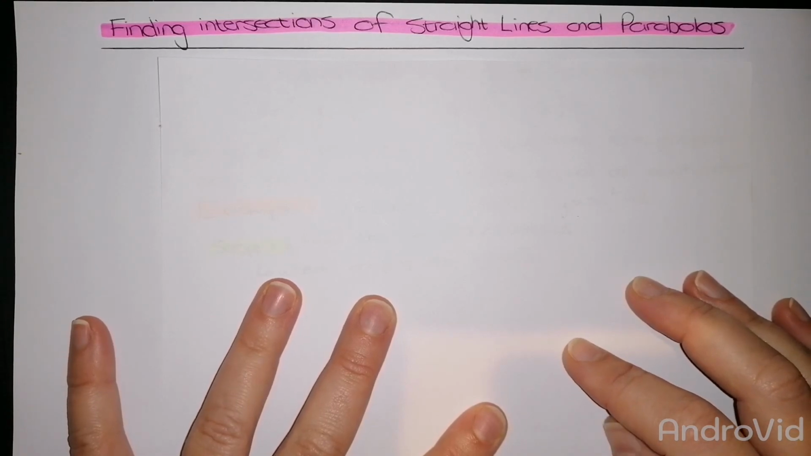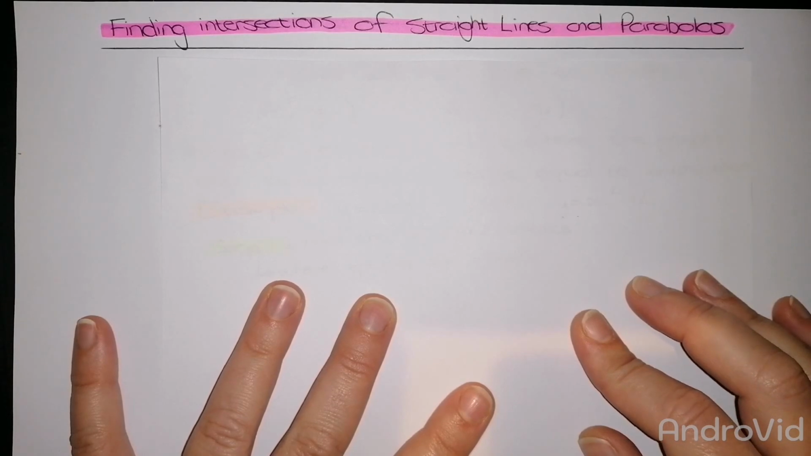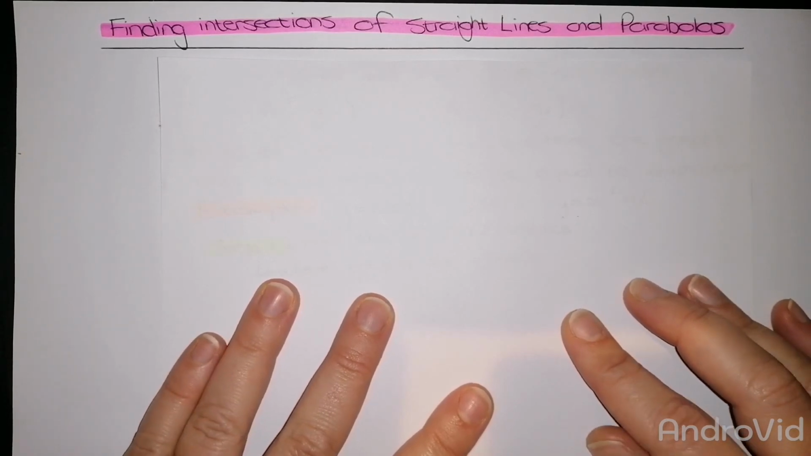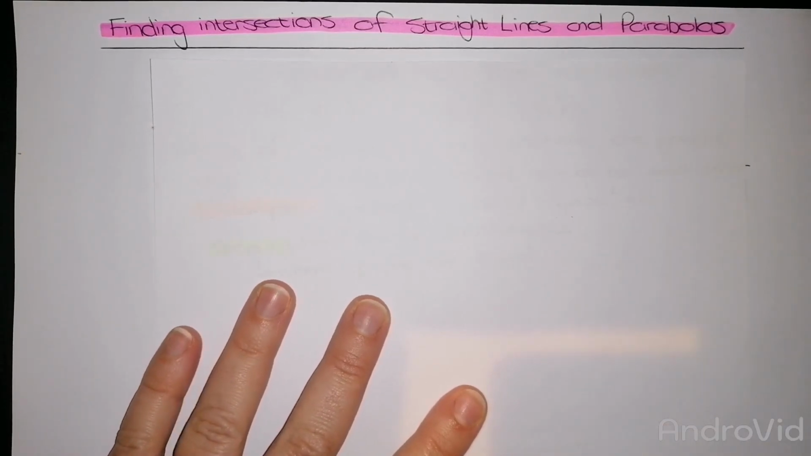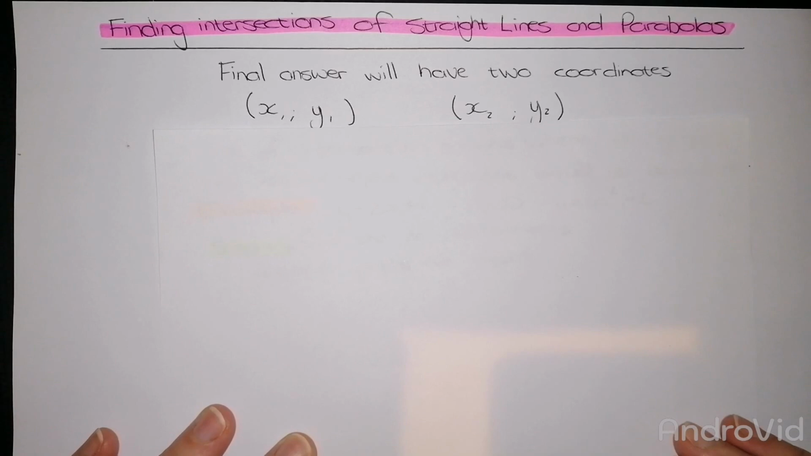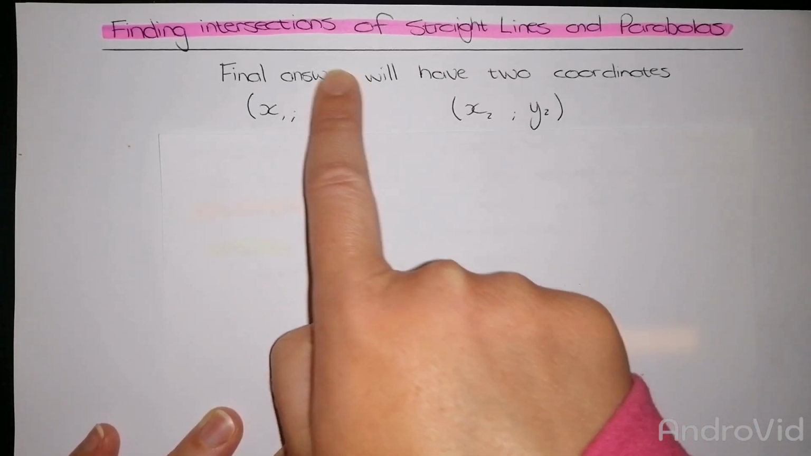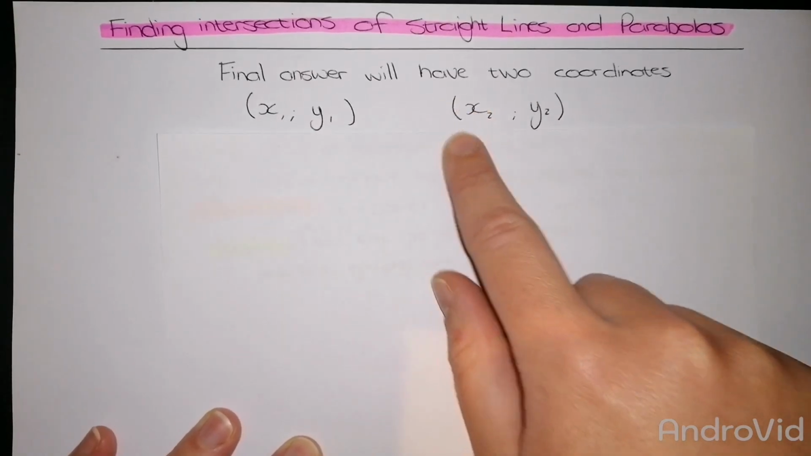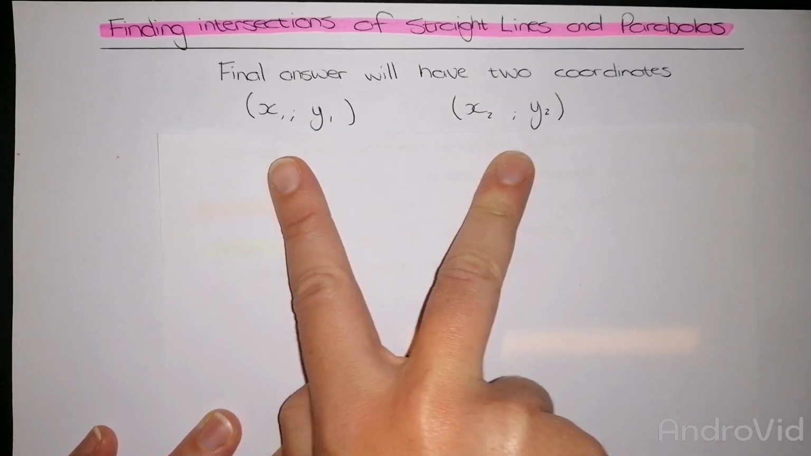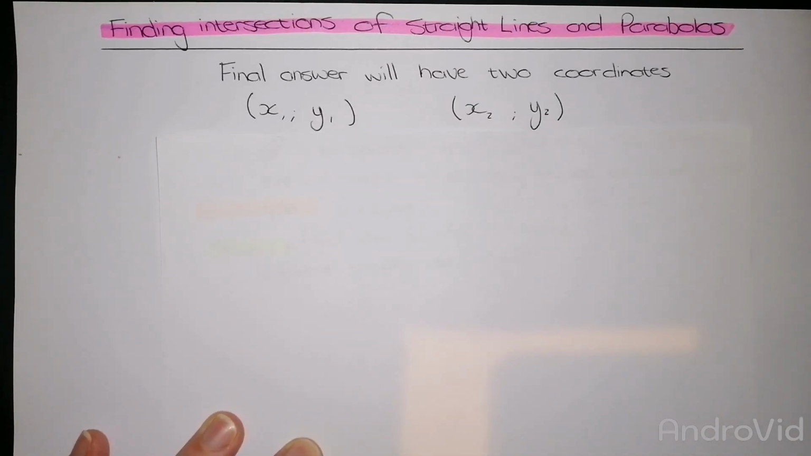Finding the point of intersection between a straight line and a parabola. When you look at the shape of a parabola and the shape of a straight line, you will find that the straight line will cut the parabola at two different places. These places we call coordinates, and that is what we need to find in this video. Right, so my final answer has to be two coordinates. So I've labeled this coordinate 1 and coordinate 2. It does not matter which is which. It's just easier to understand that there's two different ones that we need to find.